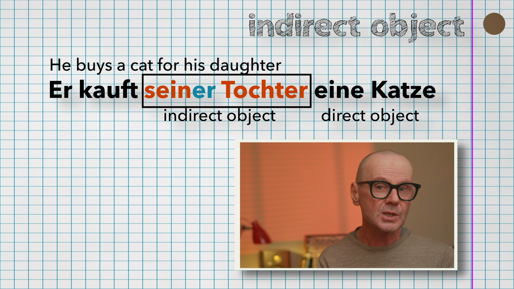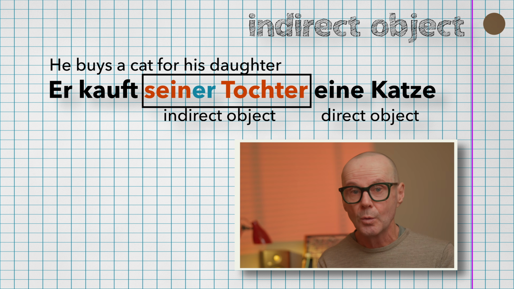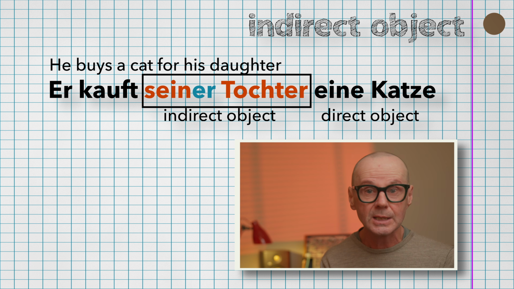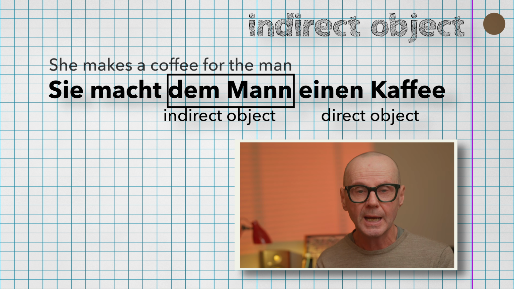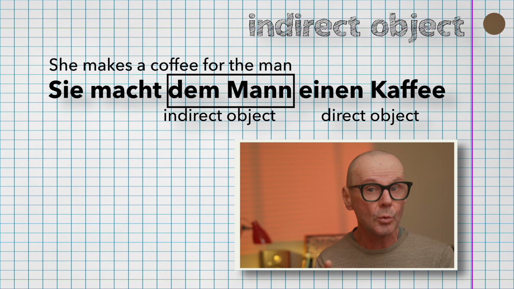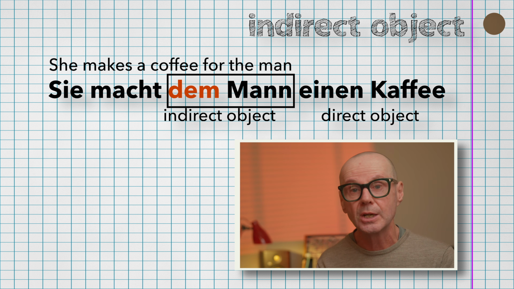It doesn't just work with the verb kaufen, of course. There are lots of other verbs where we also have an indirect object like these ones. Let's look at some more examples of how they work. We could say, sie macht dem Mann einen Kaffee. She's making a coffee, but she's making it for the man. So this makes our man the indirect object, and he has to be in the dative, which we can see because there's a typical em ending on the article.